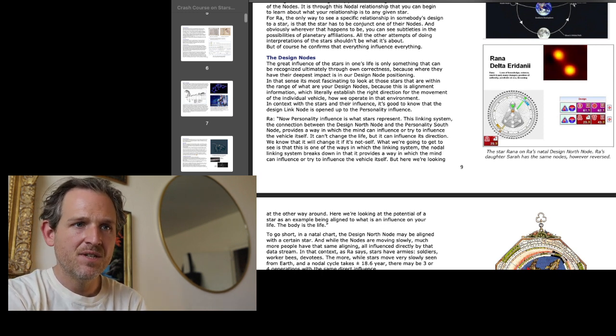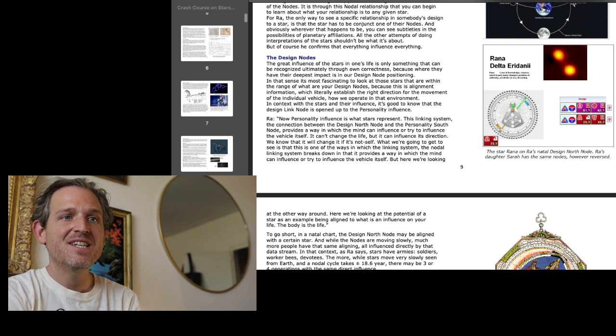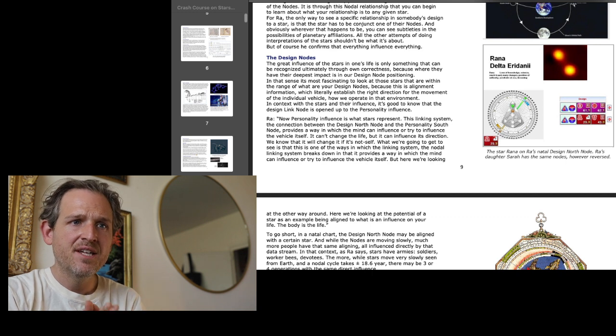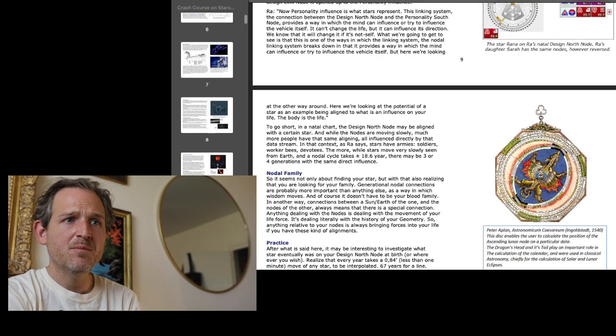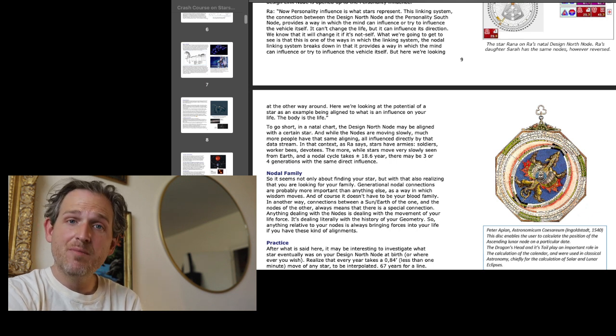The linking system, the connection between the design north node and the personality south node, provides a way in which the mind can influence or try to influence the vehicle itself. It can't change the life, but it can influence its direction. We know that it will change it if it's not self. What we're going to get to see is that this is one of the ways in which the nodal linking system breaks down, and that it provides a way in which the mind can influence or try to influence the vehicle itself. But here we're looking at the other way around. We're looking at the potential of a star, as an example, being aligned to what is an influence in your life. The body is the life.